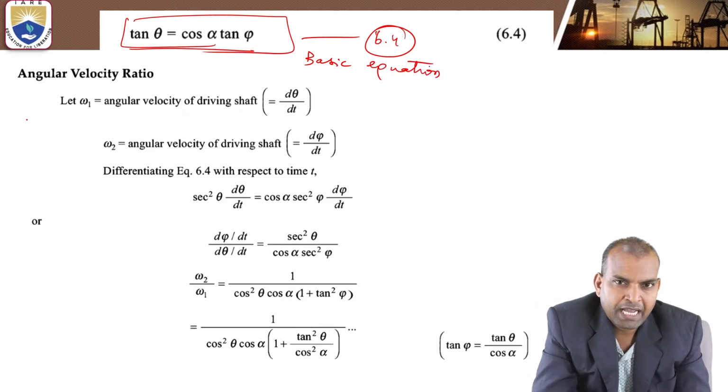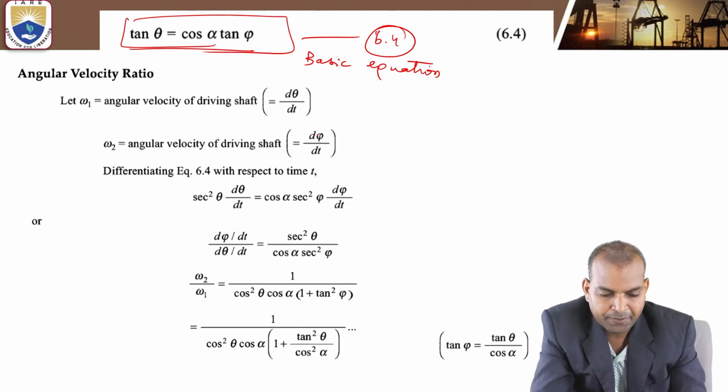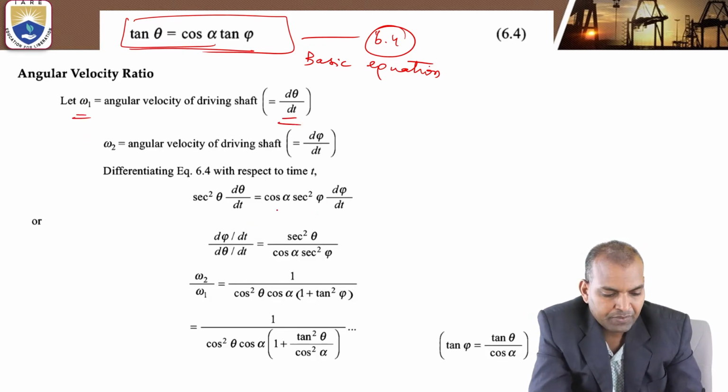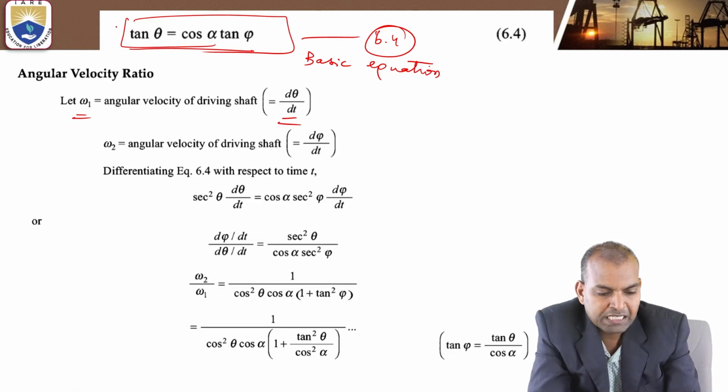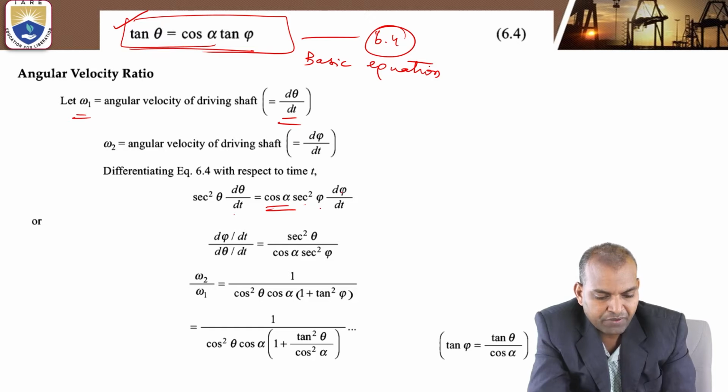So in order to find the angular velocity ratio, what to do? The driving shaft angle is theta and the driven shaft angle is phi. So omega 1 equals the angular velocity of the driving shaft, that is d theta by dt, and omega 2, the angular velocity of the driven shaft, equals d phi by dt. Now differentiate the basic equation, tan theta equals cos alpha tan phi, with respect to time. Then what will happen? Sec square theta d theta by dt equals cos alpha, which we considered constant, times sec square phi d phi by dt.